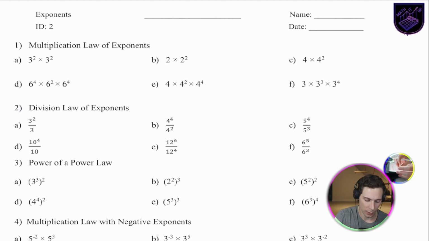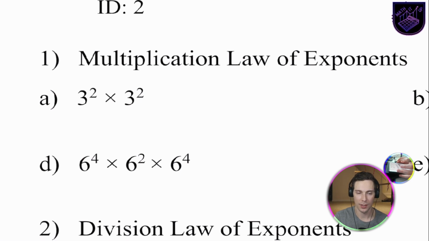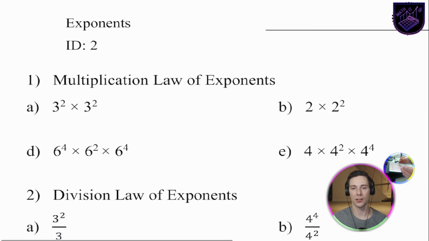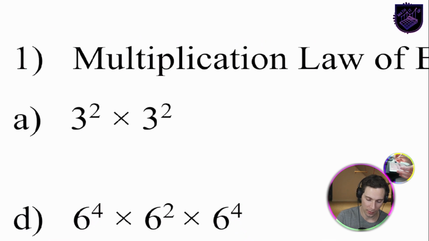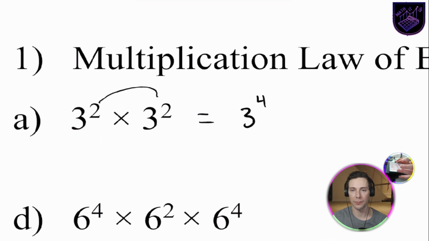Question 1A. The first is the multiplication law of exponents. When you multiply two bases that are the same, you add their exponents together, and that's simplified. For example A, our bases are the same, 3. So we can simply add the exponents. This is equivalent to 3 to the power of 4. 2 plus 2, 4. So simple. 3 to the power of 4.